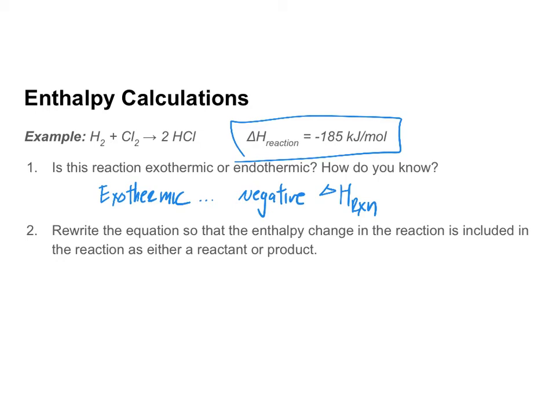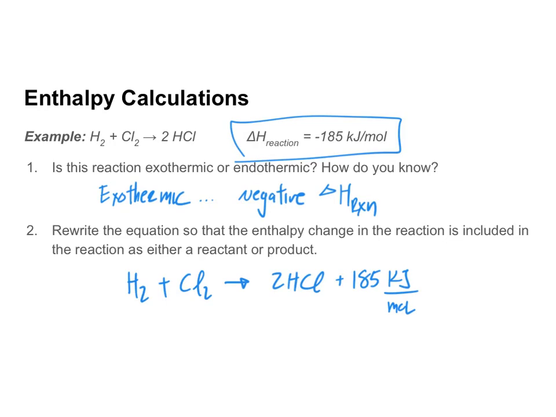Now, when I'm asked to rewrite the equation so that the enthalpy change in the reaction is included in the reaction as either a reactant or a product, we would write something like this. So here are my reactants, and here's my product, my balanced chemical equation, and because this is exothermic, I'm going to add the amount of energy in the enthalpy change. So in this case, it would be positive. I'd be adding 185 kilojoules per mole.